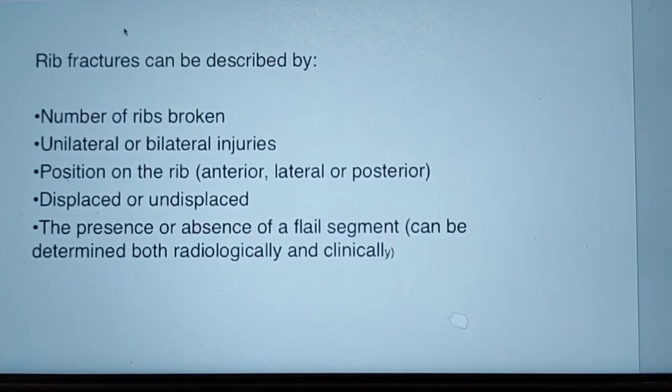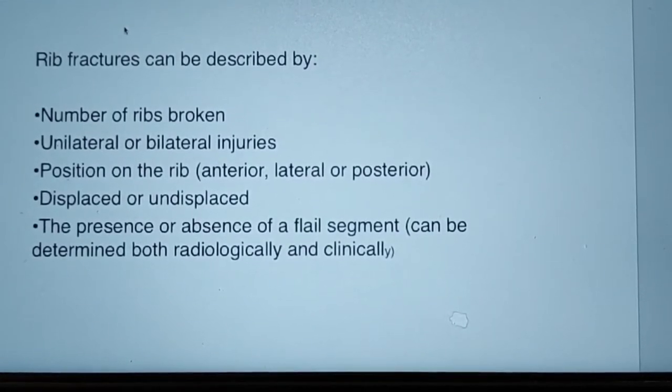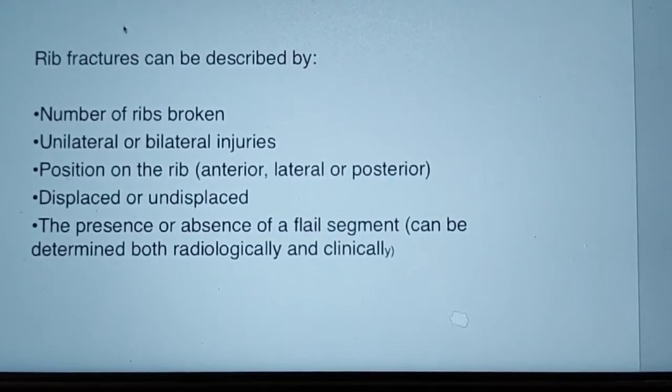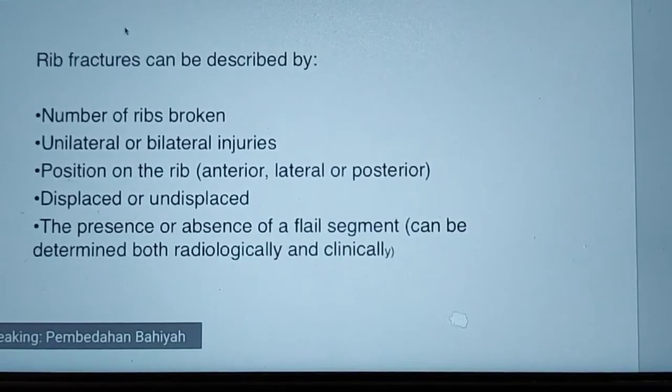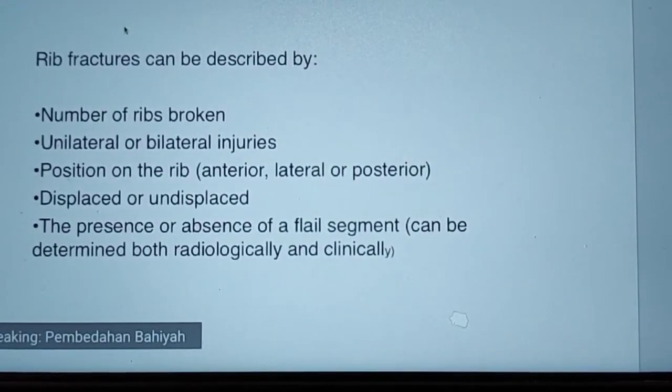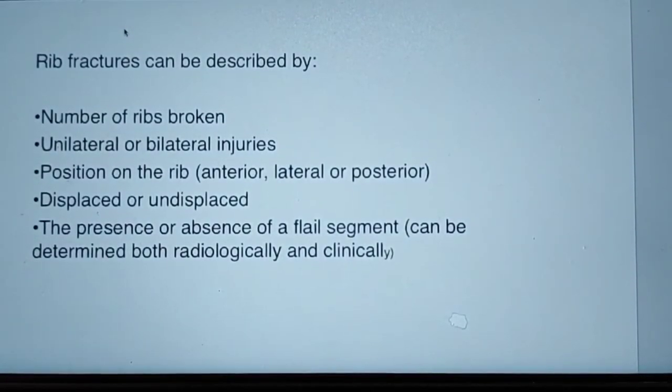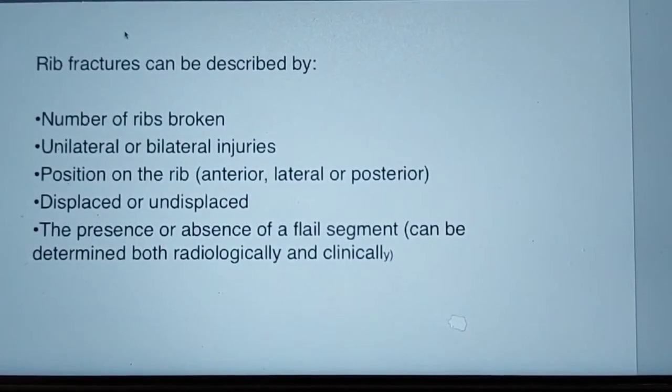So we describe a rib fracture by the number of ribs broken, unilateral or bilateral injury, the position on the rib, whether anterior, lateral or posterior, whether the fracture is displaced or undisplaced, and the presence or absence of a flail segment.